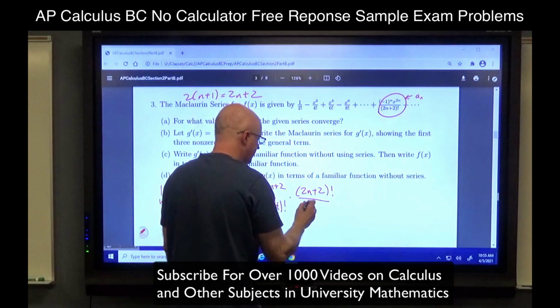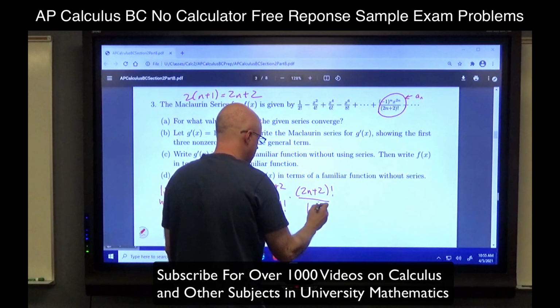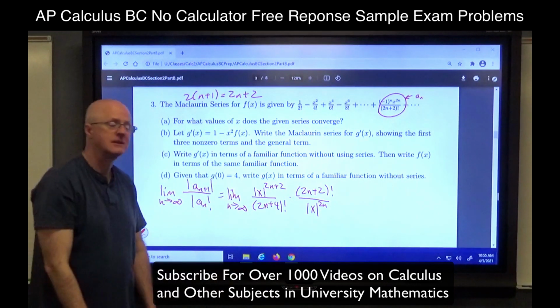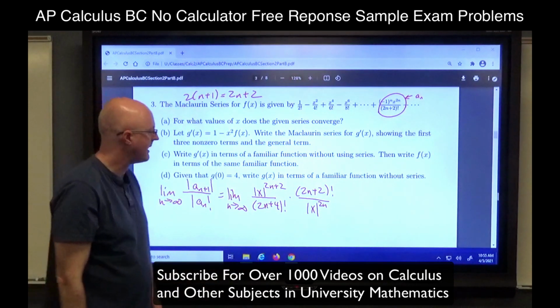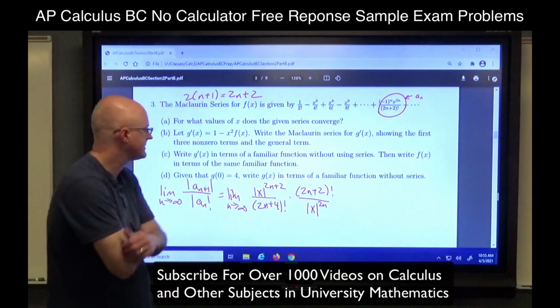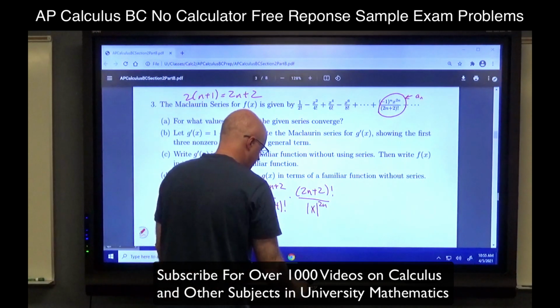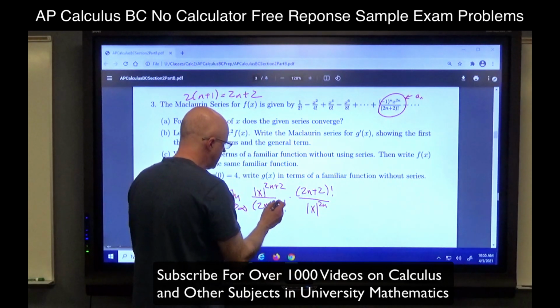But we do need the absolute value sign in general around the x, because x could be negative. And you do want to think about this as a positive quantity, so you need absolute value signs there. Looks kind of scary, but looks are deceiving. This is actually pretty easy to deal with.